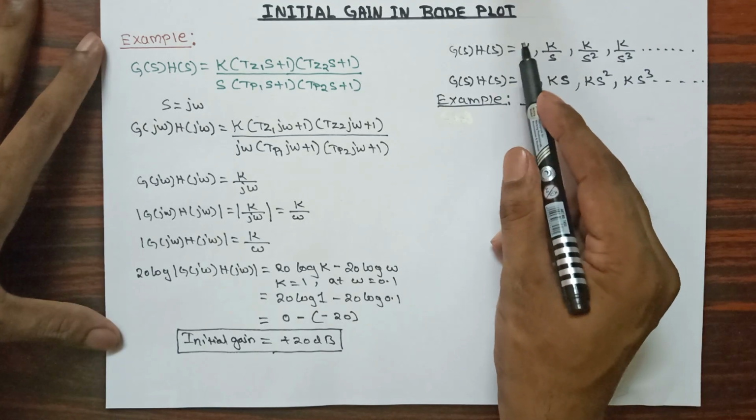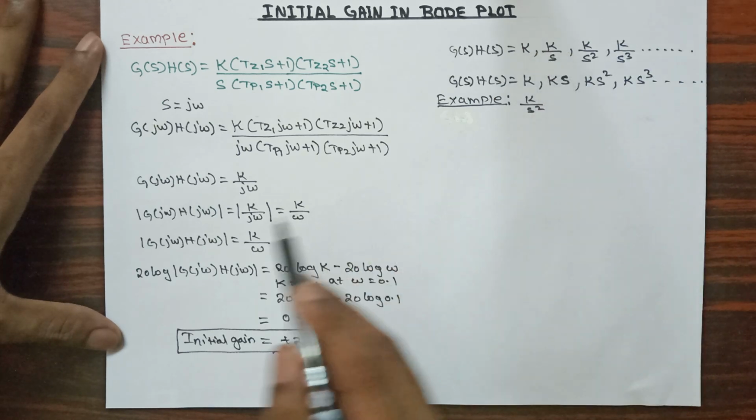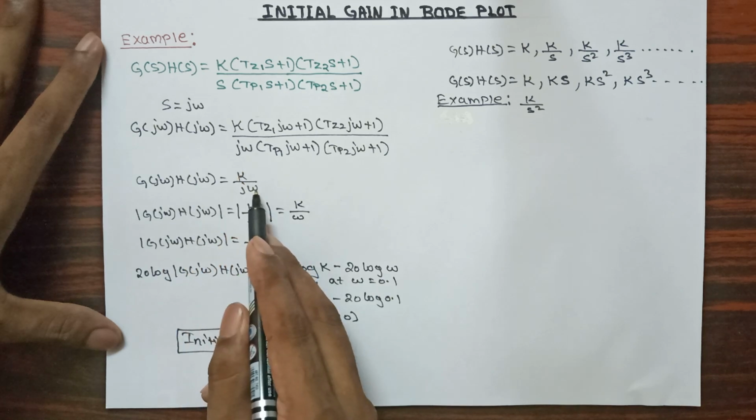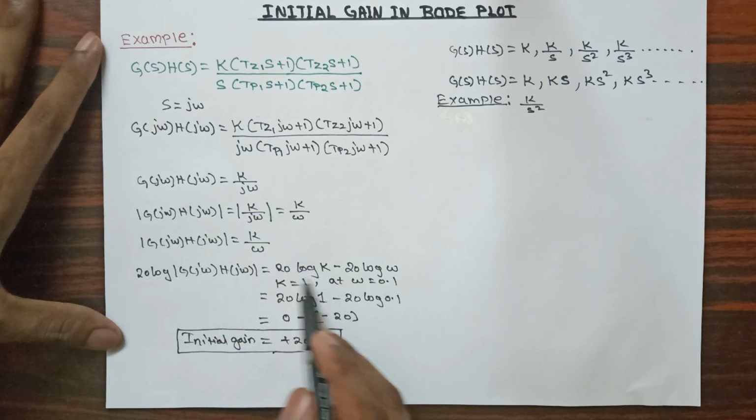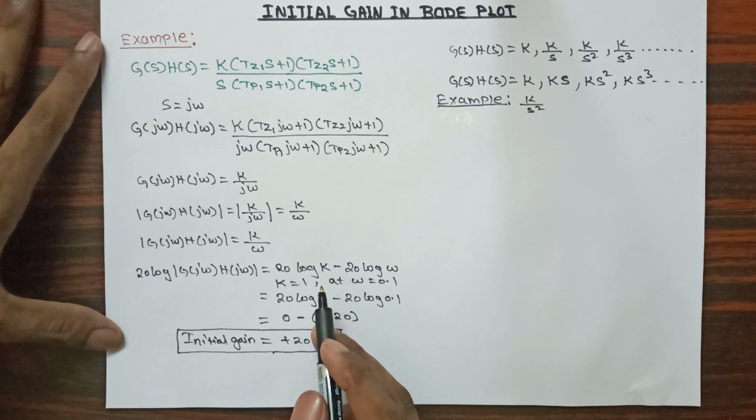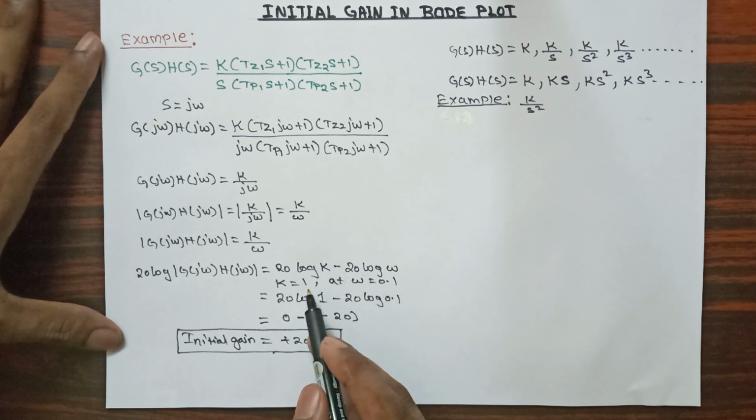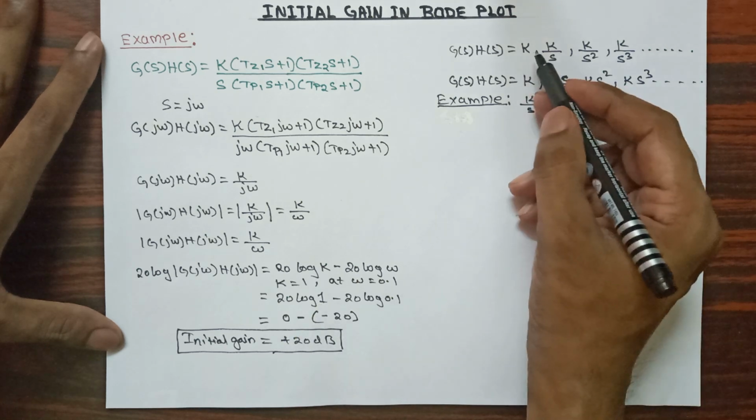For example, if you have only gain without any pole or zero at the origin, then as we know, G(jω)H(jω) is equivalent to only K. I will not be having any jω value in that. In such a case I am going to get only 20 log K. Whatever the K value is given, you can substitute. If K value is not given, then we substitute K equal to 1. In such a case, 20 log 1 is 0, therefore the initial gain will be 0 dB if you have only K.